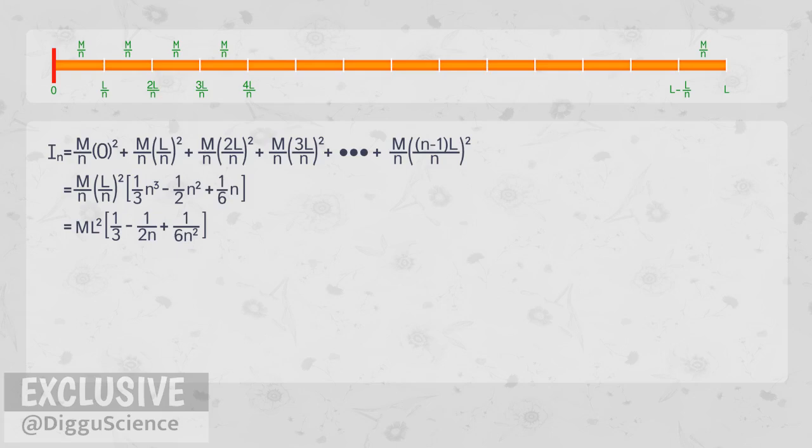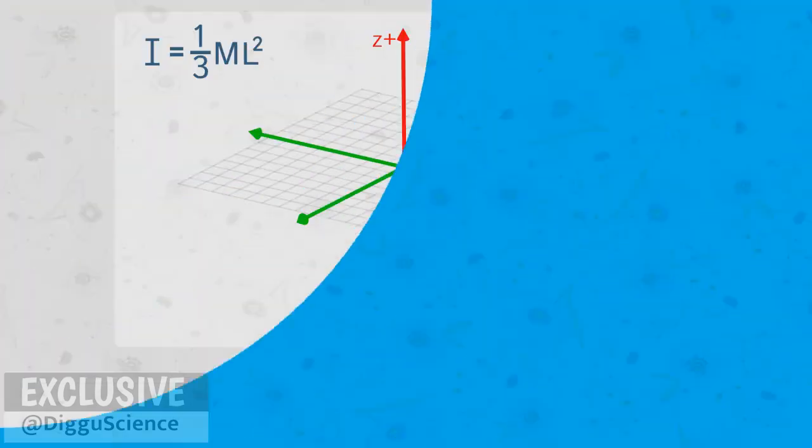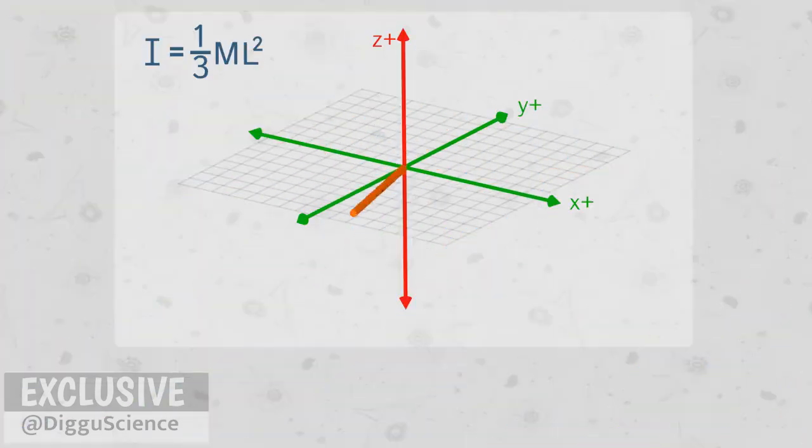Well, the actual value of the moment of inertia is obtained when n goes to infinity. The factors of 1 over n and 1 over n squared will go to 0. So, what we're left with is I equals 1/3 of big M L squared. This is the moment of inertia of a stick rotating horizontally at one end, I equals 1/3 of big M L squared.